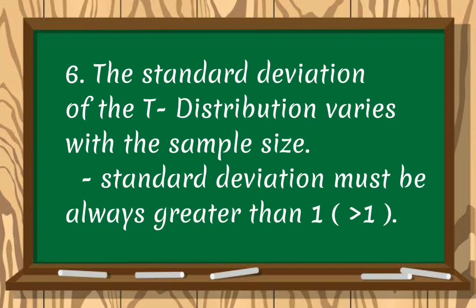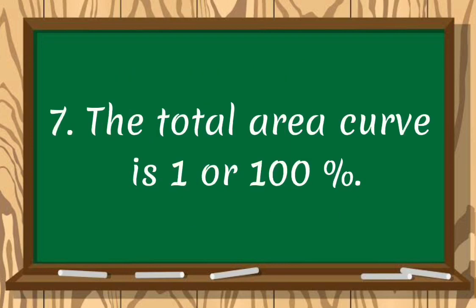Number 6. The standard deviation of the T distribution varies with the sample size. And the total area under the curve is 1 or 100%.